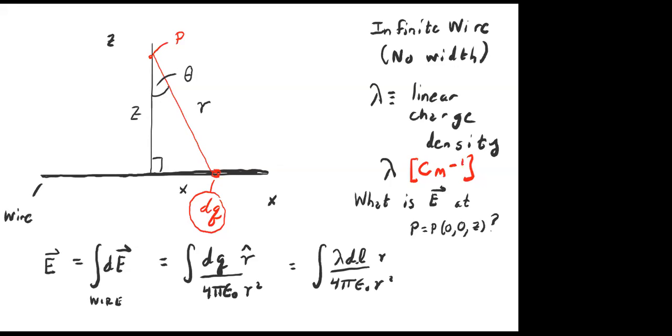So I've introduced a term, I need to define it. dl is just going to be a differential line element in this problem. That is all. That is to say, I'm just breaking the infinite wire into small pieces of length dl.